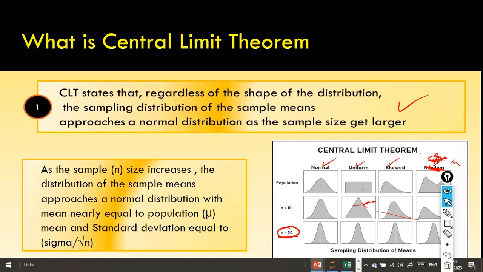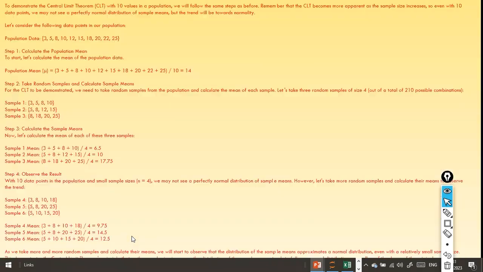The sampling distribution mean is equivalent to your population mean. That is what we have seen. At the same time, your population standard deviation is related to your sampling distribution's standard deviation. How do you find the sampling distribution standard deviation? Sigma divided by square root n. This is called your error, how far each value is away from your mean. That is what your standard deviation is.